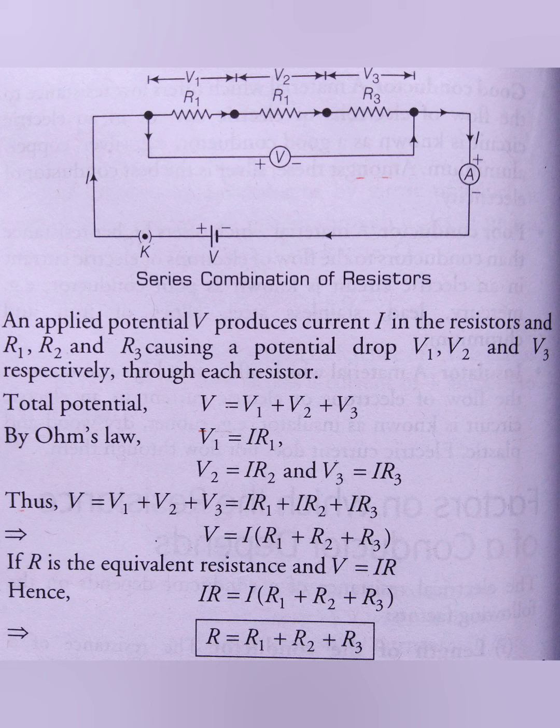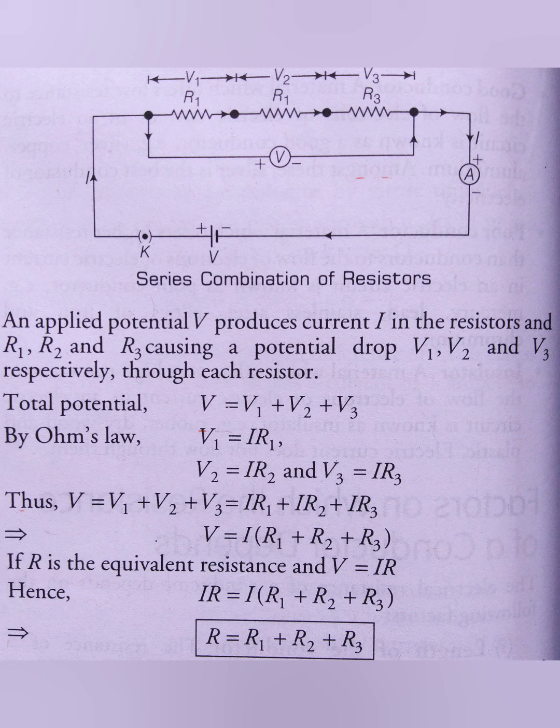Capital V is the voltage of the cell. Capital K is the closed switch or key. We also have a voltmeter and ammeter connected in the circuit considered. From the circuit, we have the potential difference V is equal to V1 plus V2 plus V3. And from Ohm's law, we know that V is equal to IR.